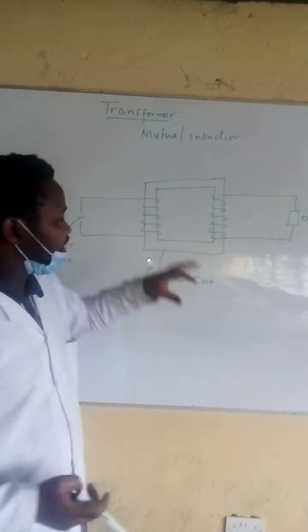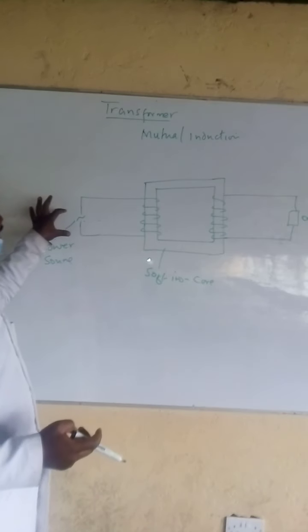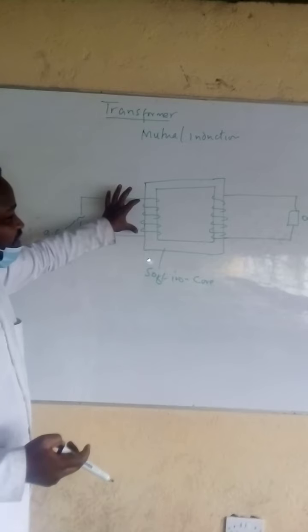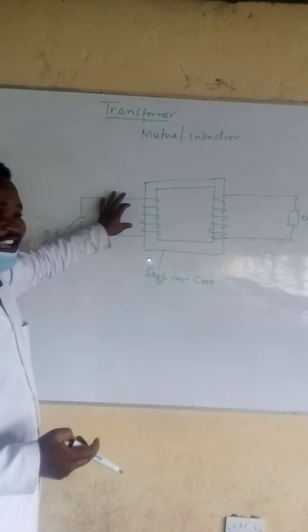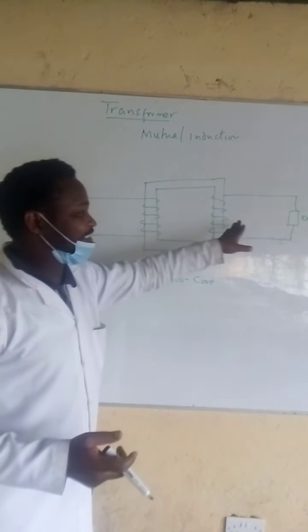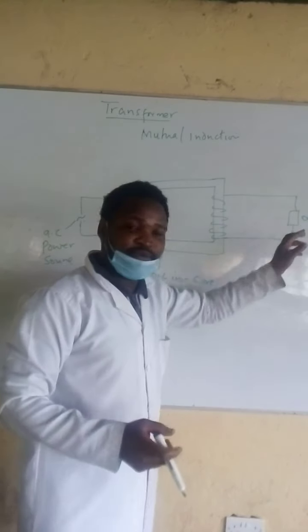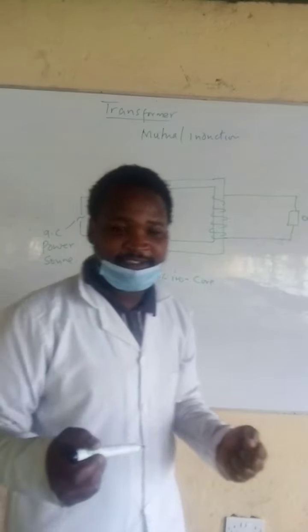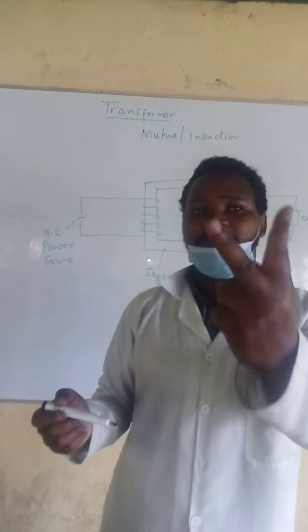So we are saying a transformer consists of two coils. The first coil is the primary coil where we have our source of alternating current being fed into. And then this electrical energy in the primary coil is transferred to the secondary coil where we have our output by mutual induction. It is as simple as that. That is what we call a transformer. We have two types of transformers.